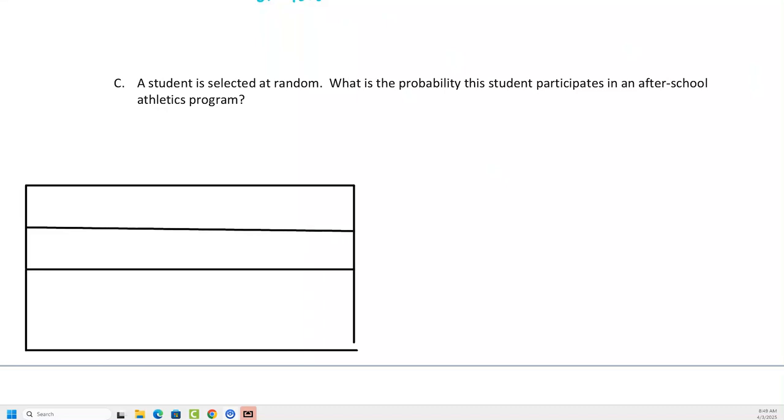So I'm just reduplicating that chart on the previous page. So we just have it here to reference.